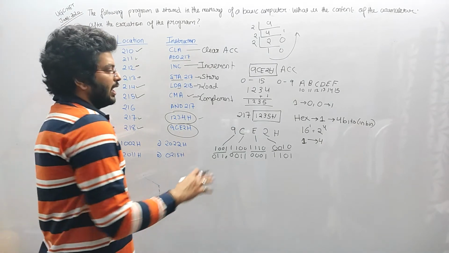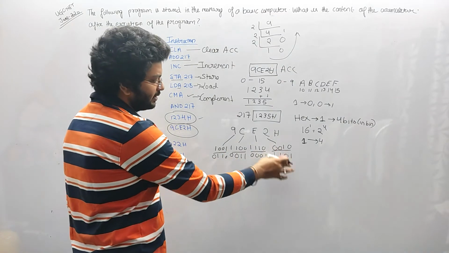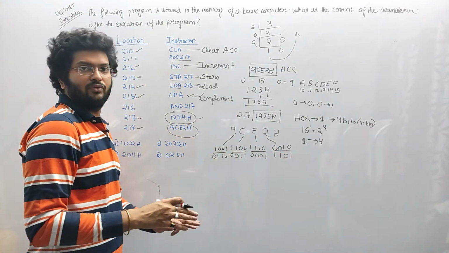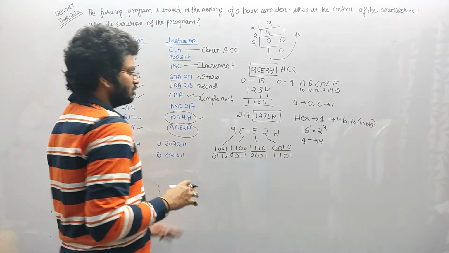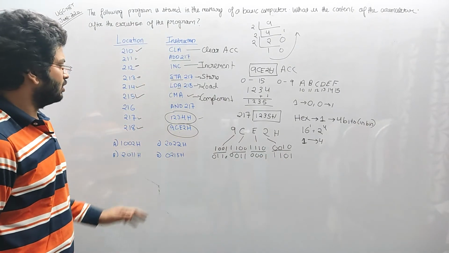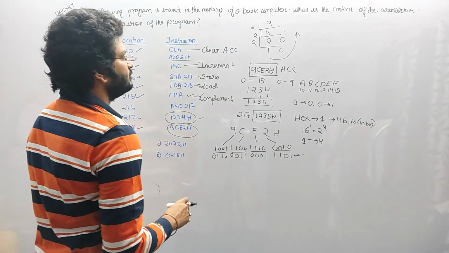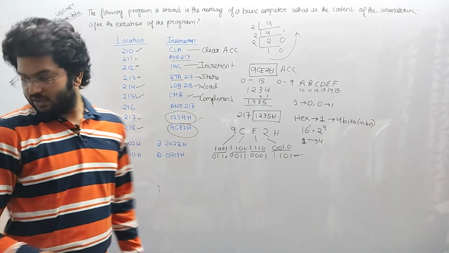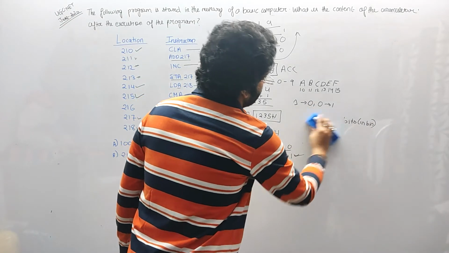Now I have to convert it back to hexadecimal. After complementing, I have to convert it to hexadecimal. So let's check it now and convert it. If this one is the final value, okay, now I am erasing that part.